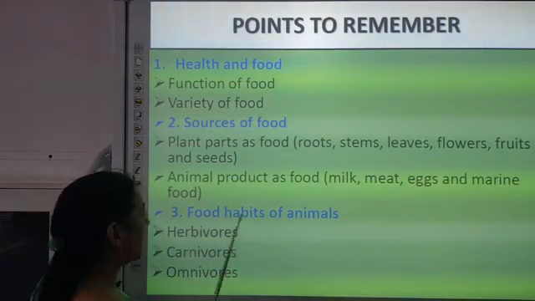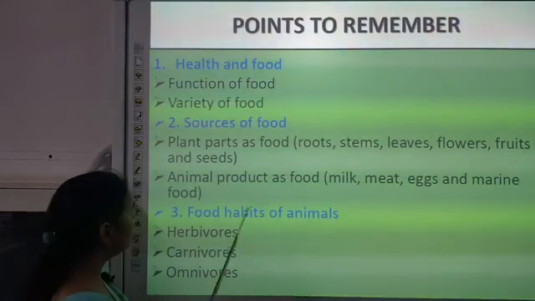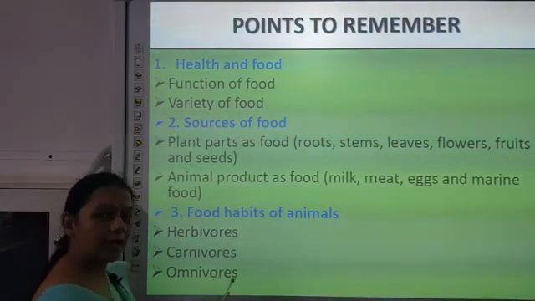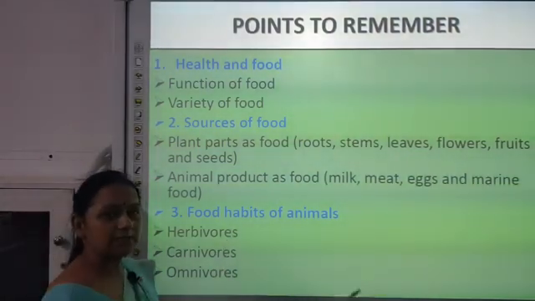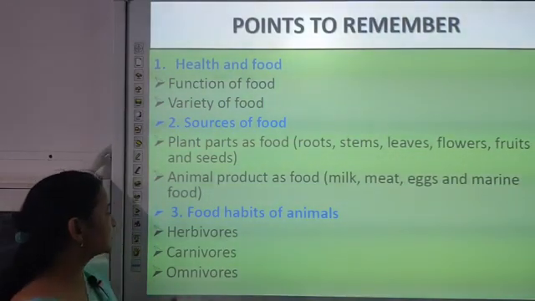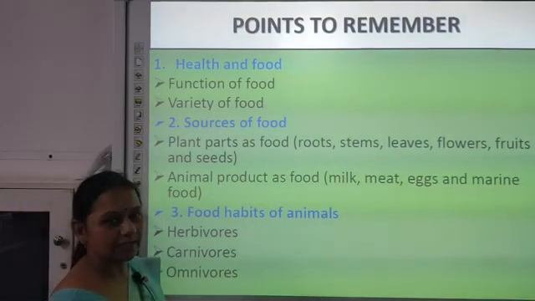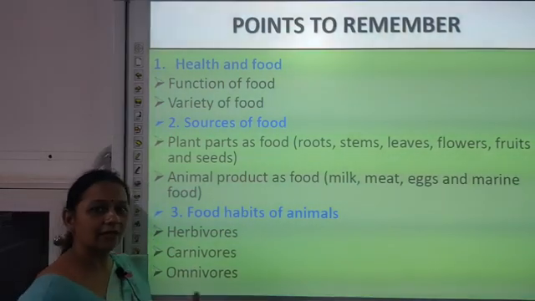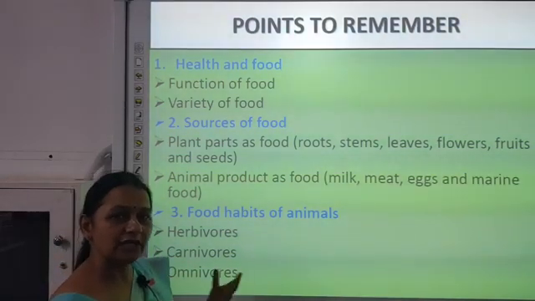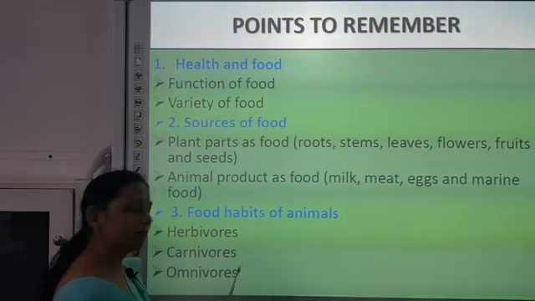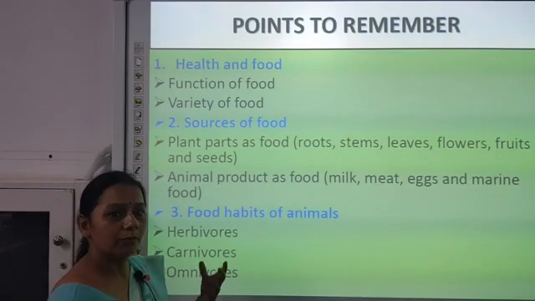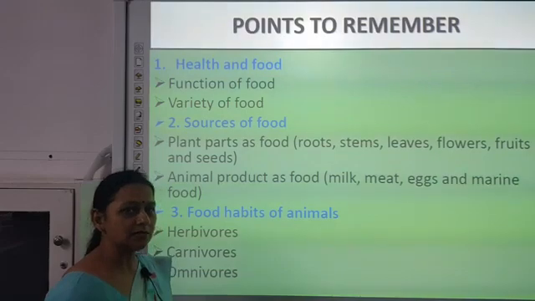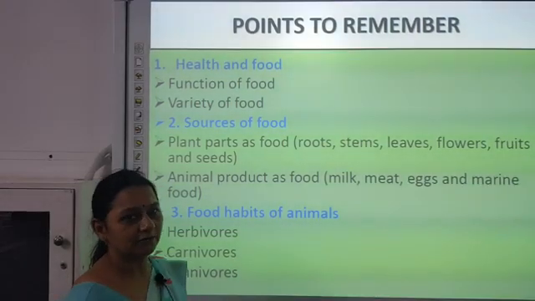So, food habits of animals. We have three categories in this. Animals can be classified as herbivores, carnivores and omnivores. Herbivores are the animals that eat plants or leaves, grass. They are called herbivores, like horse, cow, buffalo. Carnivores like lion and tiger eat the flesh of animals. Again, omnivores like dog, bear, crow. They eat plant products and also the flesh of other animals.